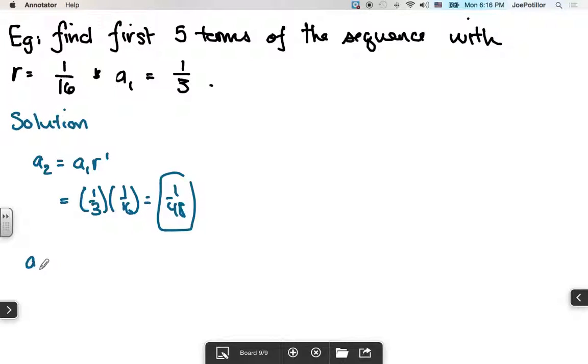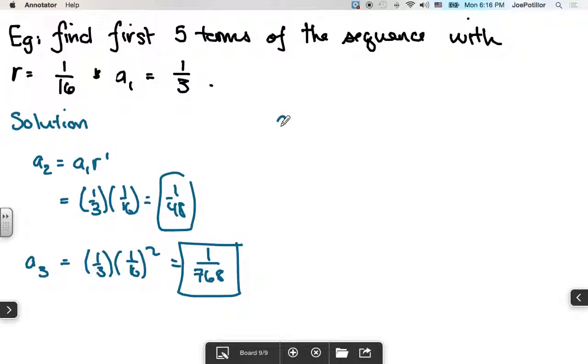And then a sub 3 is equal to 1/3 times 1/16 to the second power. 16 squared is 256. Alright. Then we take 256, multiply it by 3, you get 768. So that's 1 over 768.